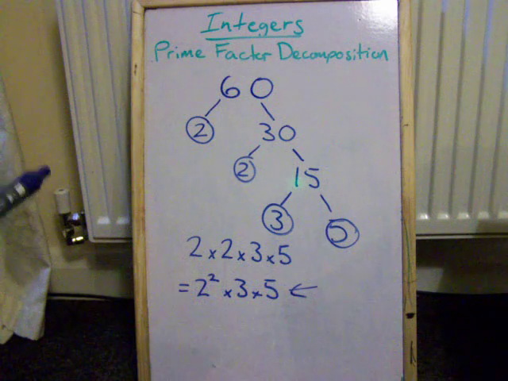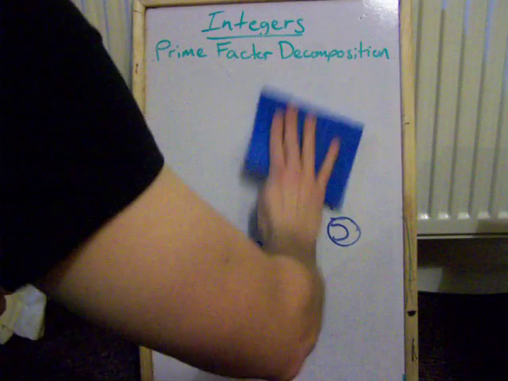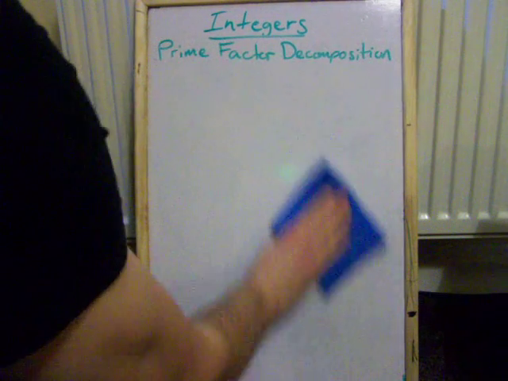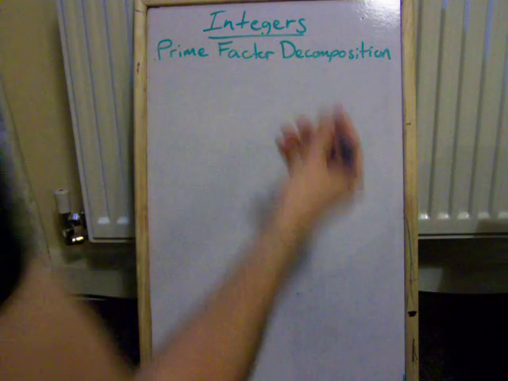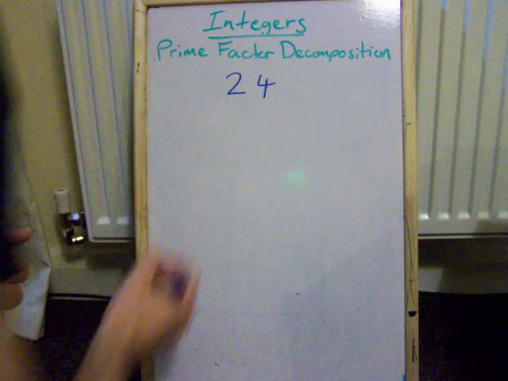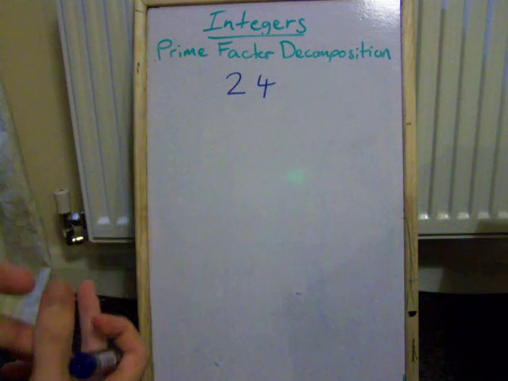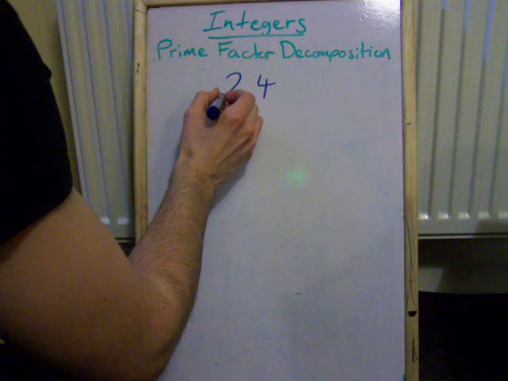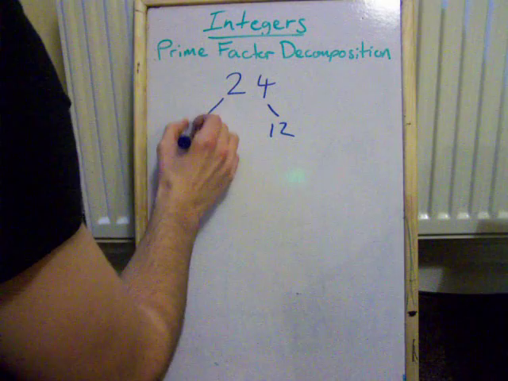Because this is fairly quick to do, I'll do a second example. Another common number that they'll look at is 24, for example. So if I take 24, again, prime factor decomposition. 24 is not a prime number, so I start looking at my prime numbers. 2 is prime, so can I divide by 2? I can. When I divide by 2, I'm left with 12.